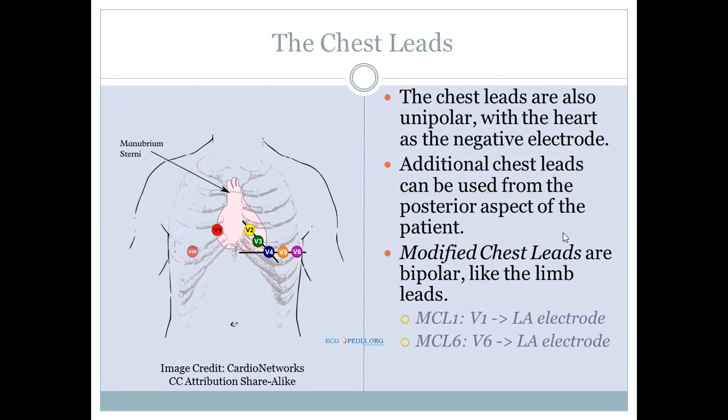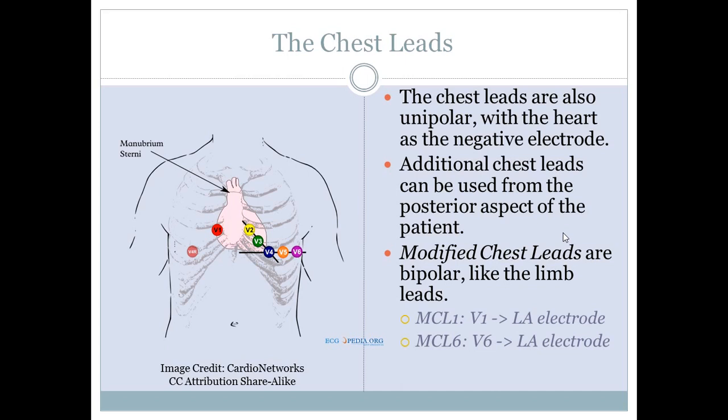Finally, we have the chest leads. These are also unipolar leads, and they are used primarily to look at bundle branch block and to distinguish supraventricular tachycardias from other forms of tachycardia. These are typically not used for determining axis because they are unipolar and they're primarily focused around the ventricles. Hence their use as bundle branch block leads.